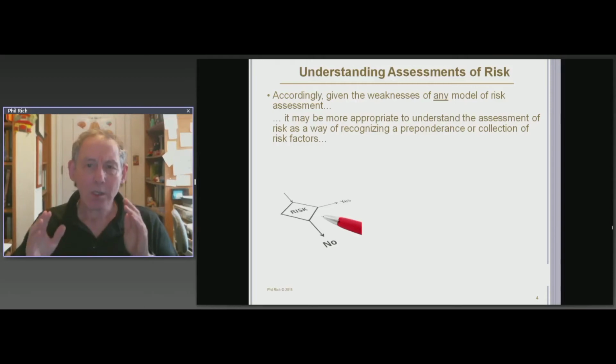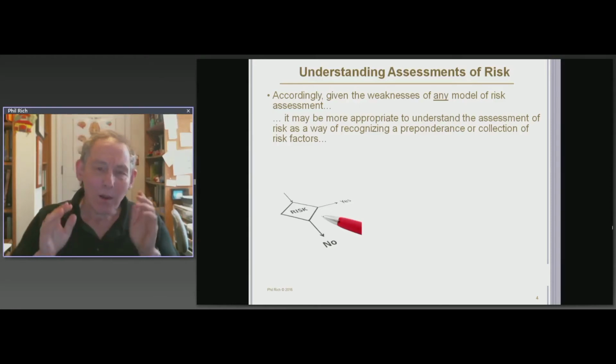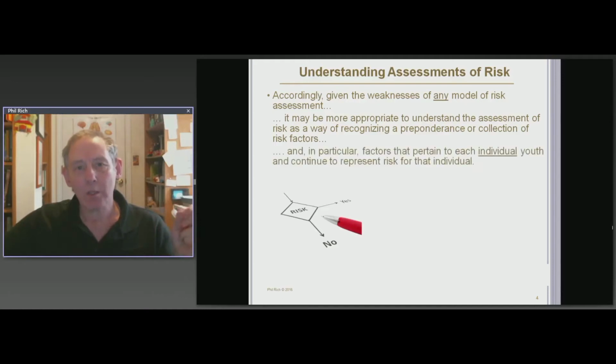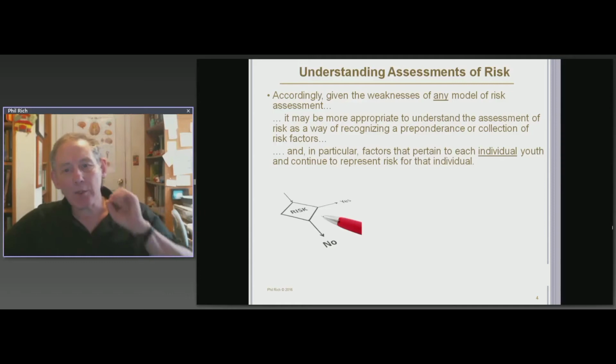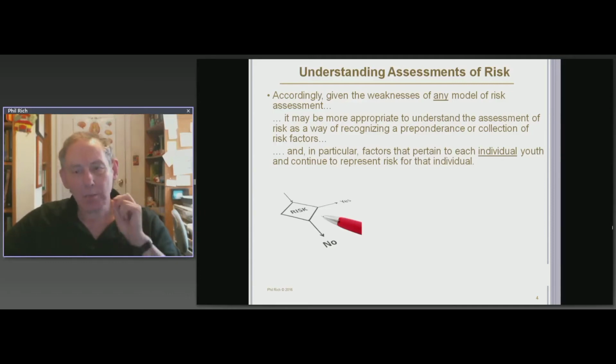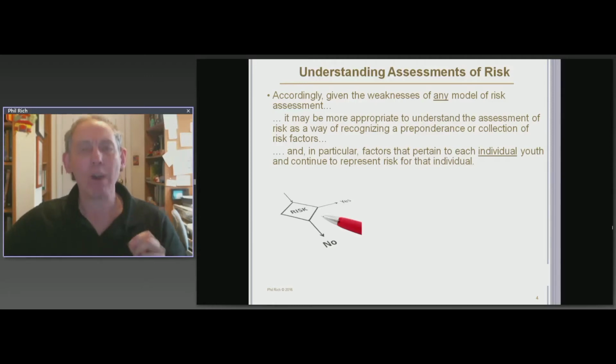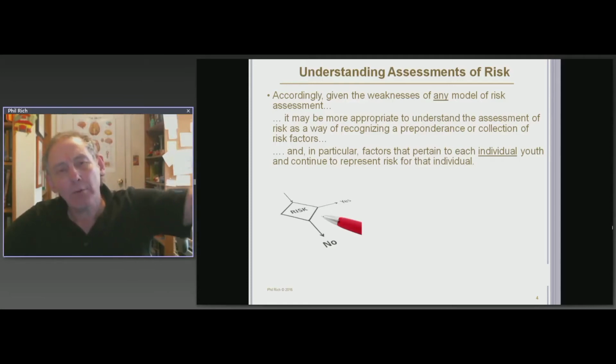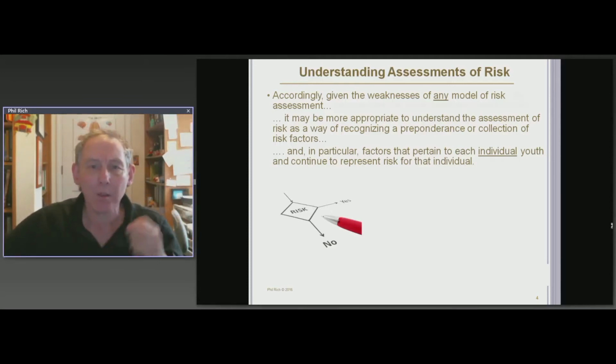But given the weaknesses of any of these models, especially as we learn more and more about assessment and about the young people we work with, it may be appropriate to think about assessing risk as a way of recognizing what risk factors are present, how many of them there are, what the preponderance is, and in particular risk factors that are relevant to that specific youth. So we are talking here about an individualized process and factors that represent continuing risk, not simply things that have happened, static risk, but things that are still risky, dynamic risk factors for that individual.